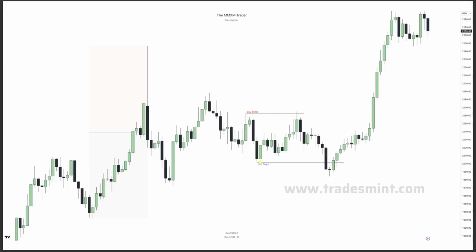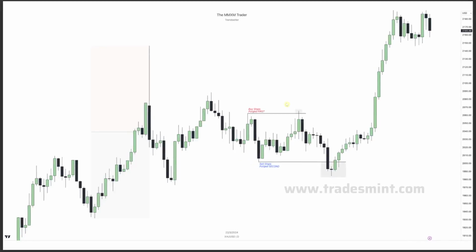The buy stops, and the sell stops resting below the range low. So what do we want to see first? We want to see those buy stops getting taken out, right? The first part of the double purge. Then we want to pair up the buy stops with the sell stops. So sell stops purged second down here, accumulating those sell stops.